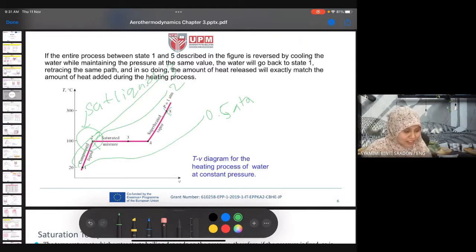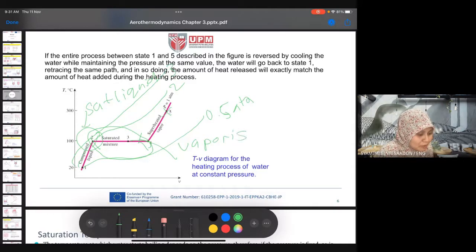Once it reaches state 2, it goes along the line to states 3 and 4. This is where the vaporization process occurs. Vaporization, penguapan. It vaporizes from state 2 to 3 and until 4. That is a saturated mixture, what we call the saturated liquid-vapor phase. Then state 4 is the saturated vapor, when it has finished the vaporization process.